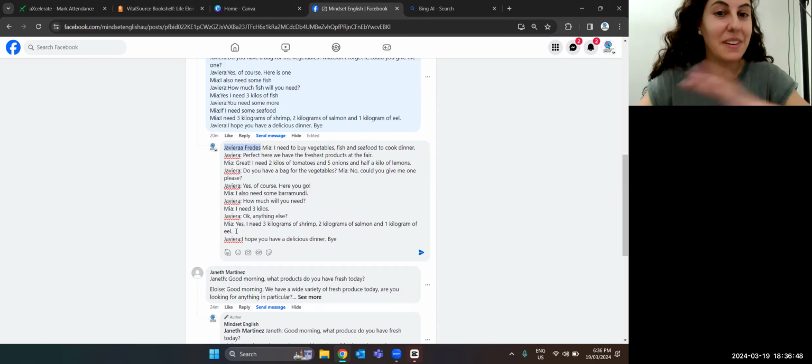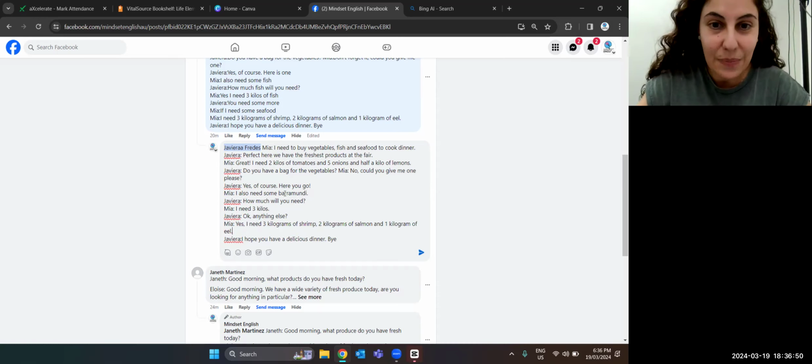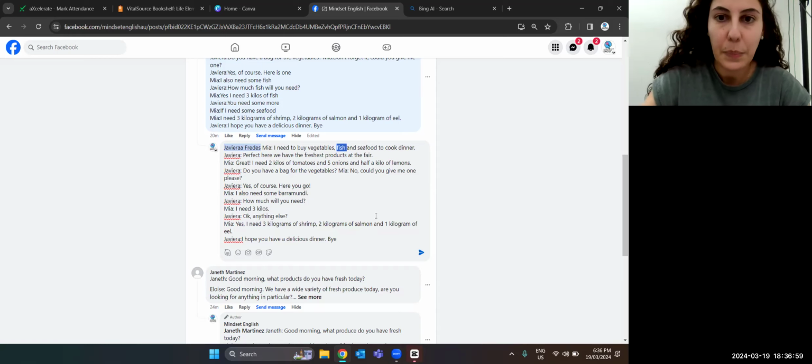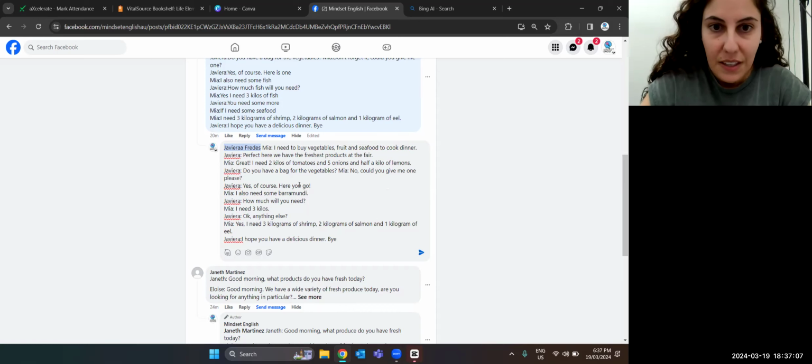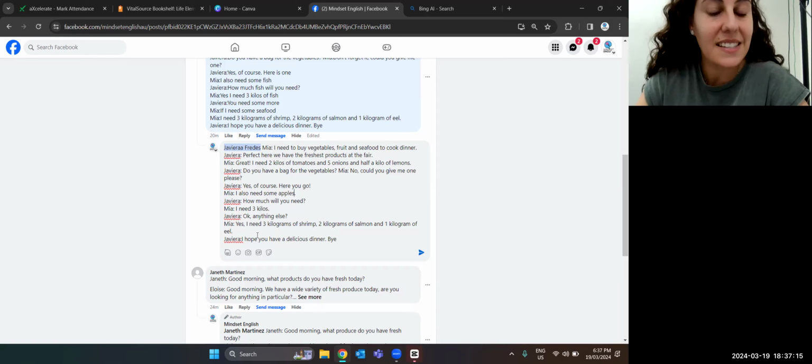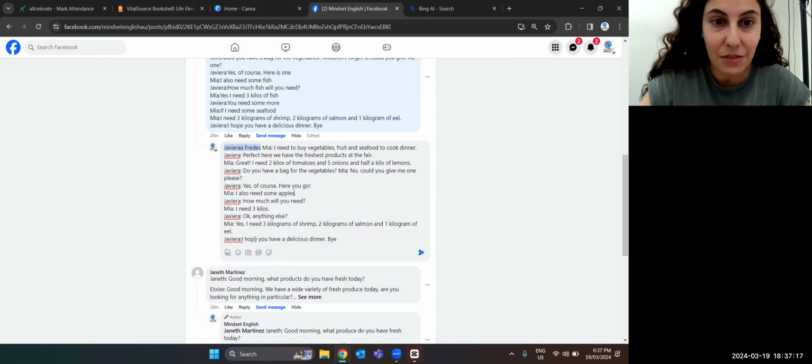Good. So nice mixture of different things. Maybe this one. So you got tomato, onions, lemon, you got your vegetables. Maybe this could be, so I need to buy vegetables, fruit, and seafood to cook dinner. So maybe we can just change this one. I also need some apples, for example. How much will you need? I need 3 kilos. Okay, anything else? Yes, I need 3 kilos of this seafood.